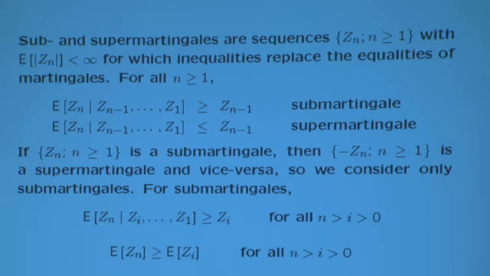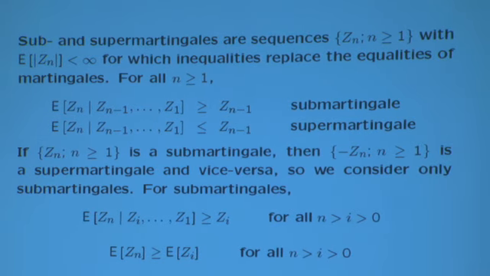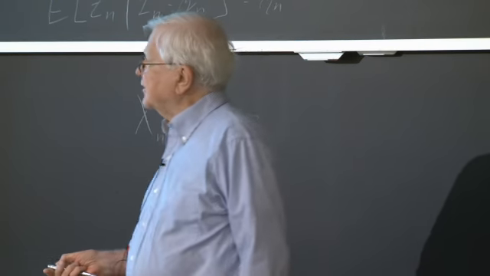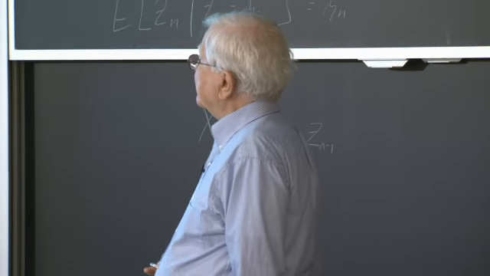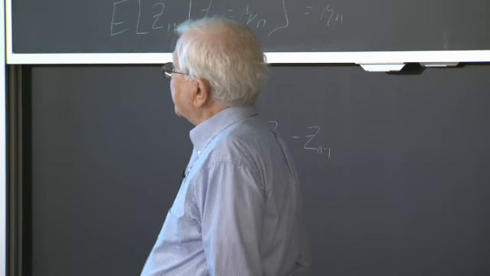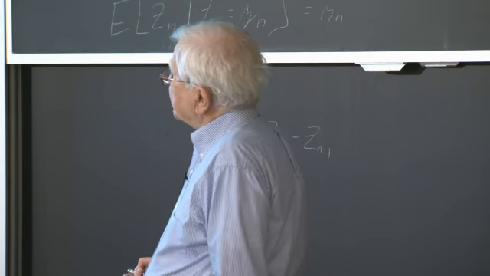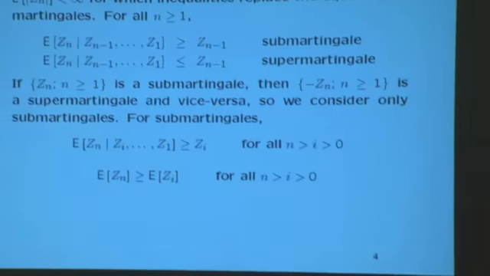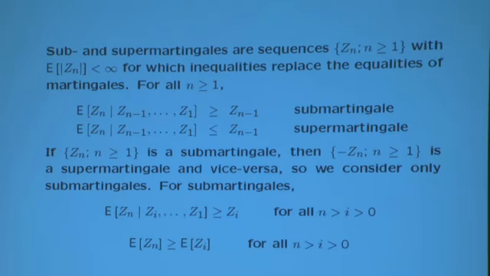If this quantity is a sub-martingale, then minus Zn is a super-martingale, and vice versa. So I'm going to only talk about sub-martingales from now on, because super-martingales just do everything the same, but just look at minus signs instead of plus signs. So why bother yourself with one thing extra to think about? So for sub-martingales, the expected value of Z sub n given part of the past, from i down to 1, is greater than or equal to Z sub i.